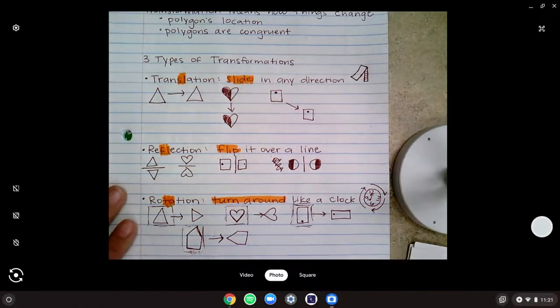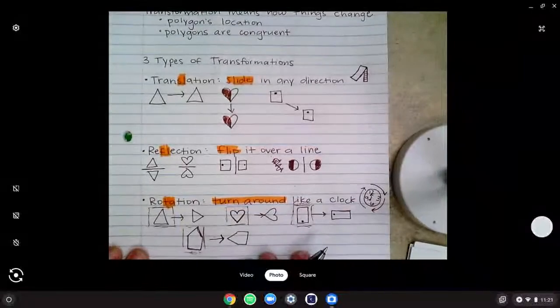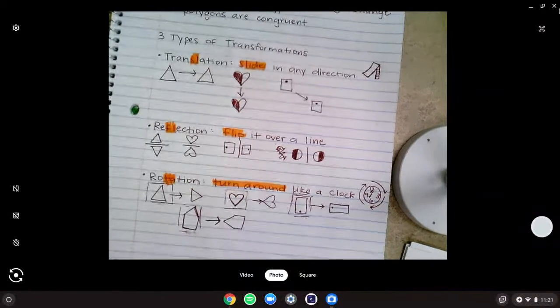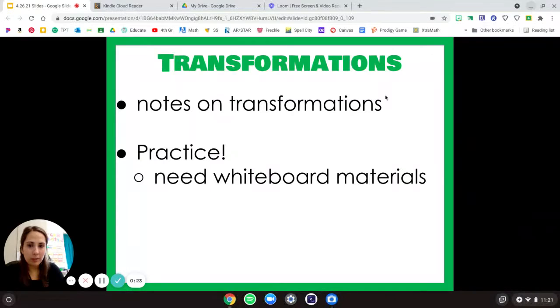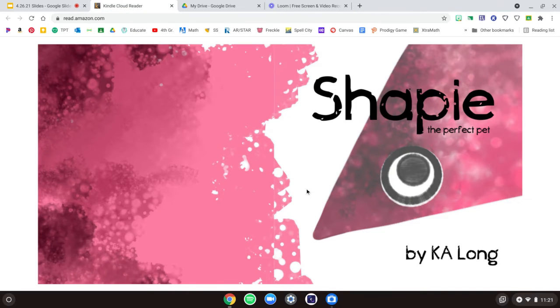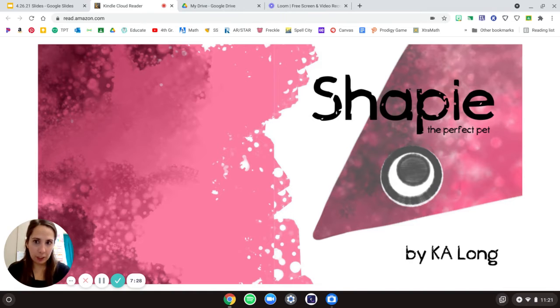All right. So you might want to keep your notes handy. The next thing we're going to do is we're actually going to read a book first, and then we're going to do some practice problems, okay? Our book is called Shapey. There's Shapey. It's the perfect pet. Now, Shapey's going to do some tricks. I want to see if you can find them and how they relate to our lesson today. What math words can you maybe add to our book that it's missing?